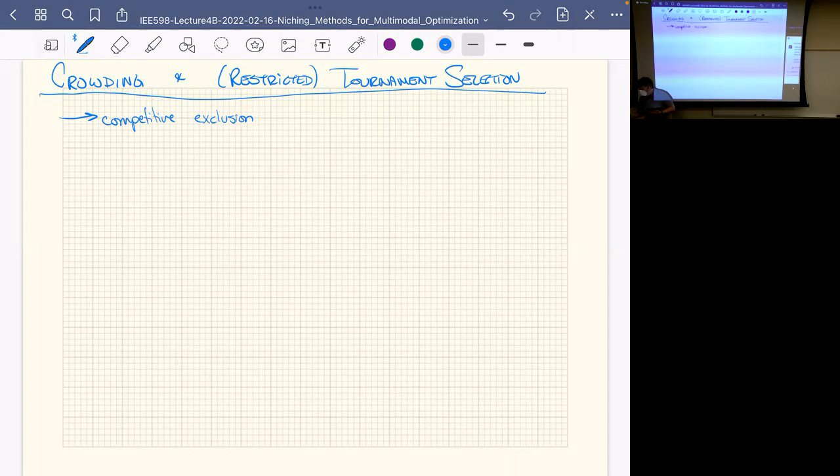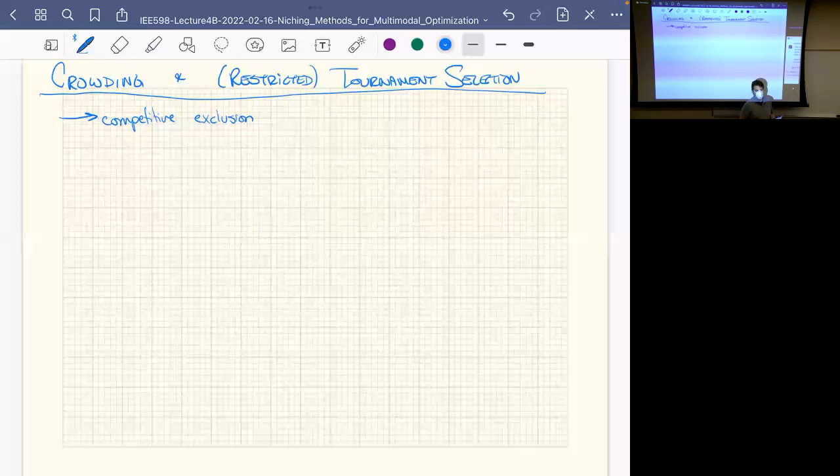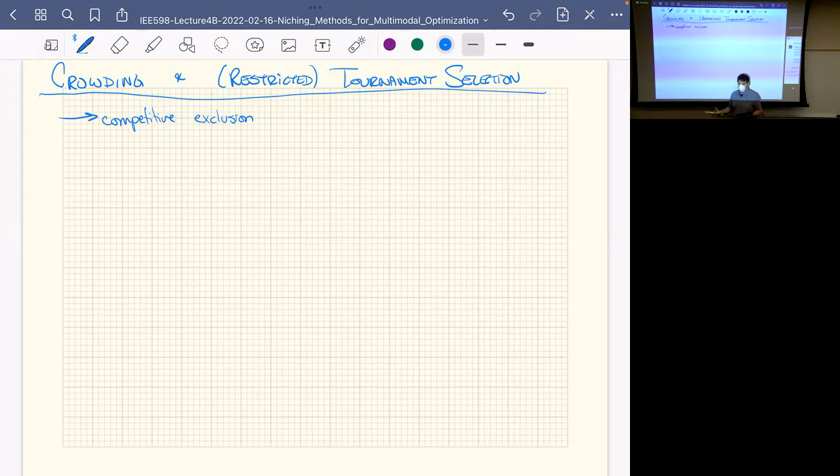So when you create offspring, those offspring are very often close to you, and so they kind of create a crowd. What a crowding approach does is it competes the offspring versus the parent, and whoever has the higher fitness gets to stay and the other one dies off. So does the offspring replace the parent or not?